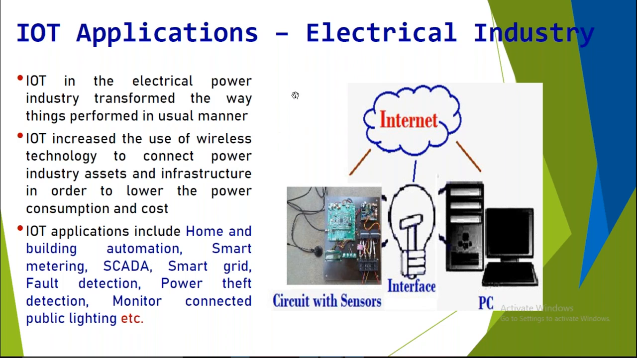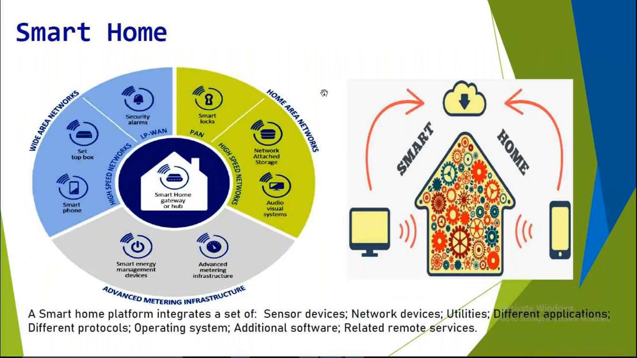Now coming to the application aspects, these are all applications: home and building automation, then smart metering, then SCADA is another application, smart grid, you know already. Then fault detection, theft detection, condition monitoring, monitoring the connected public lighting, and even condition monitoring of the various machines connected in the network or system can be done with the help of IoT. That is also one application. So smart home application, smart energy, smart building, or building automation, home automation.